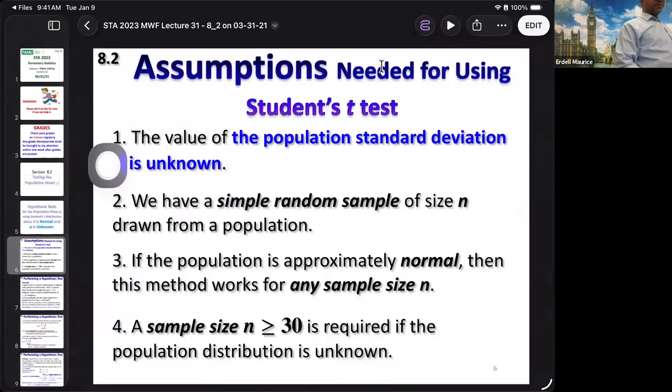Again, the same 4 principles apply right here. Sigma is unknown. In 8.1, sigma was known. Use a simple random sample, and then the population size. Normally, you need larger than 30 or more, except if the underlying population is already normal, then any size will do. We need one of those two things for the central limit theorem to hold. You guys remember the central limit theorem? If you have a big enough population size, it becomes normal. The distribution of the means becomes normal.